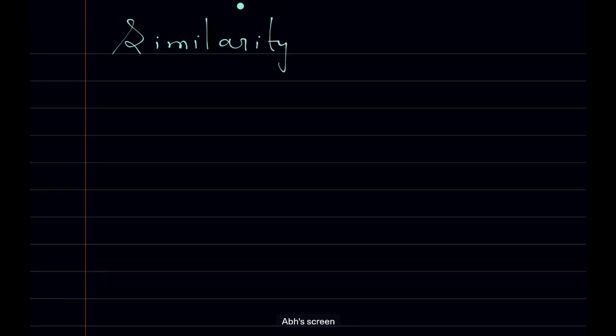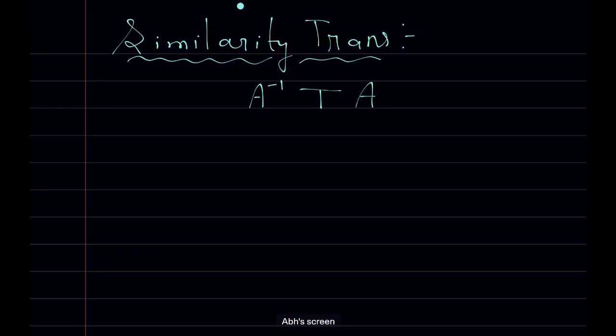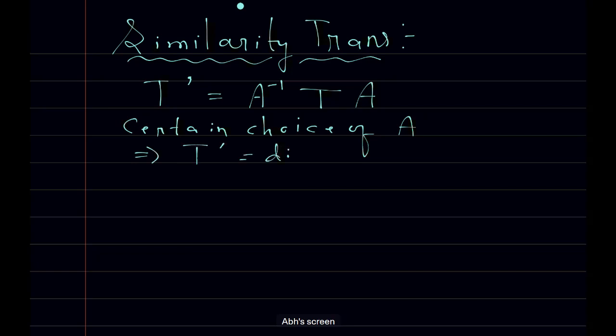Similarity transformation. So in similarity transformation, you are taught that if you have a matrix T, then you can always have a matrix A inverse here and A here that transform this matrix to another matrix. If you choose your A and A inverse cleverly, a certain choice of A can make your T, the new matrix, diagonal.